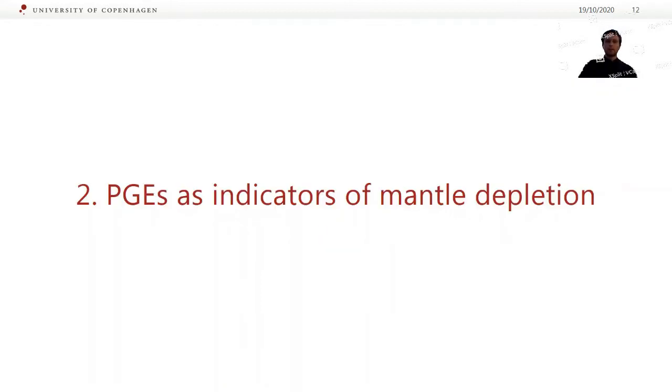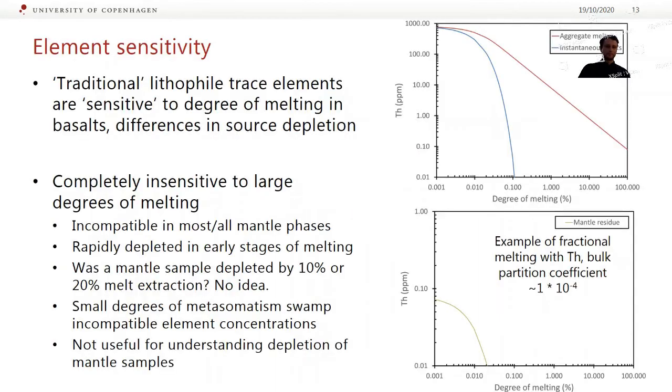Okay, let's have a little sidetrack into using platinum group elements, or PGEs, as indicators of mantle depletion. I just want to get you thinking about what elements are sensitive to different processes. Traditional lithophile trace elements are pretty useful when we're looking at melts. They're sensitive to degree of melting and differences in source depletion.